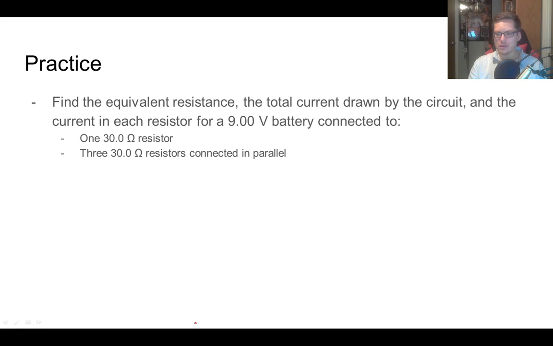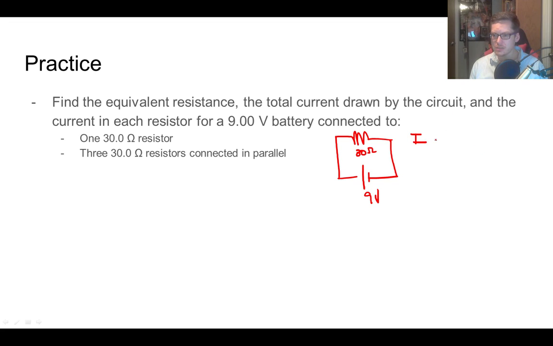Let's practice a parallel circuit here. It says find the equivalent resistance, the total current drawn by the circuit, and the current in each resistor for a 9-volt battery connected to each of these things. All right, so this first one here, we've got a 9-volt battery connected to a 30 ohm resistor. So here's our 9-volt, here's our 30 ohm resistor. And we want to find the total current drawn by the circuit. Well, this one's easy because this is exactly what we've just already done, right?